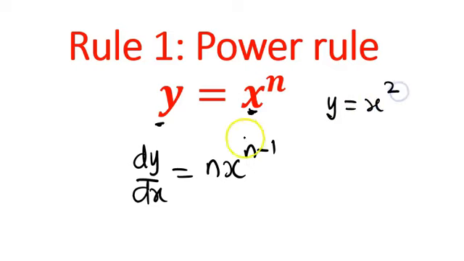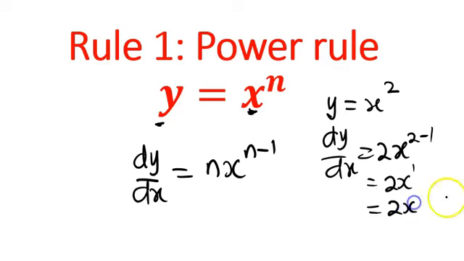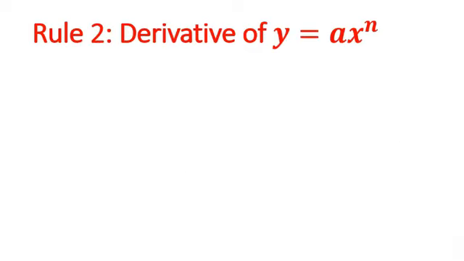If you remember, check my previous video, we used first principle to differentiate y is equal to x squared. Now, per this rule, if you want to find dy dx, you bring 2 forward and then you reduce the power by 1, 2 minus 1, so that you have 2x raised to the power 1, which is the same as 2x. That's the first rule.